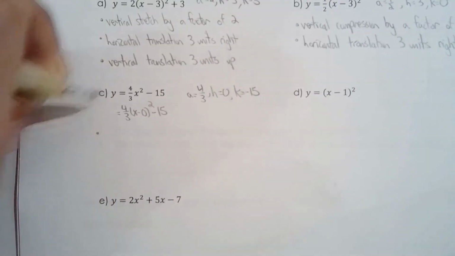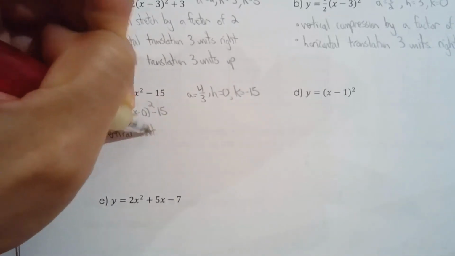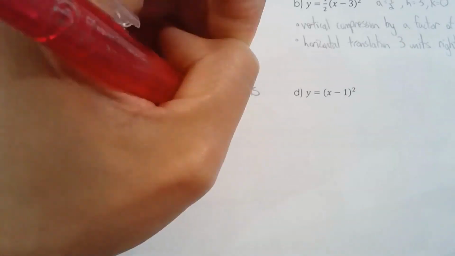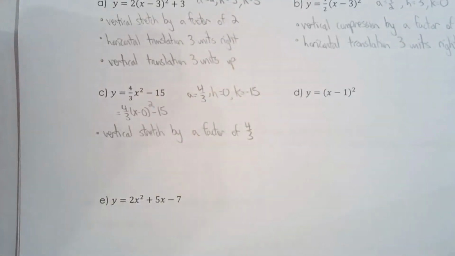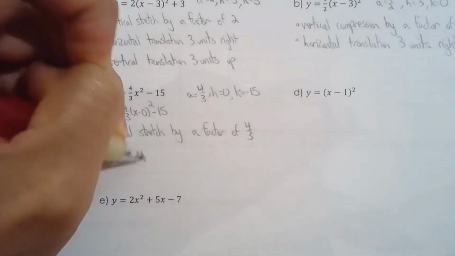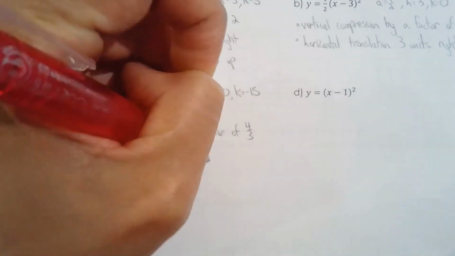Okay, so a is greater than 1, so vertical stretch by a factor of 4/3. Vertical translation 15 units down.